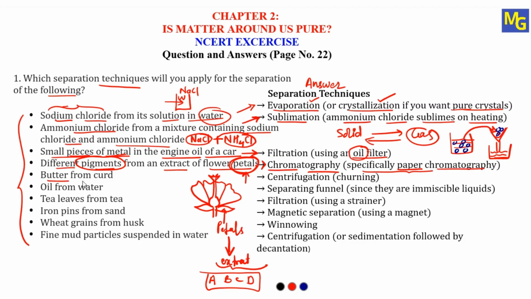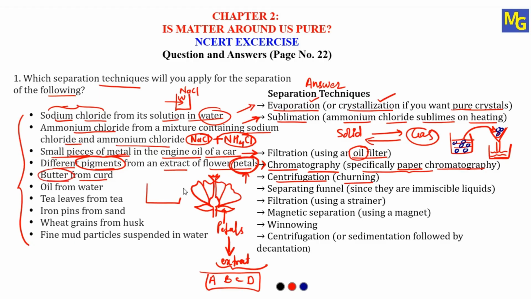Then the next one is butter from curd. So here we are going to use centrifugation, that is churning. Centrifugation is nothing but we are going to take that mixture into one instrument or one apparatus, and we are going to rotate it with a higher speed. You may have seen in your home, when you separate butter from curd, what you will be doing?